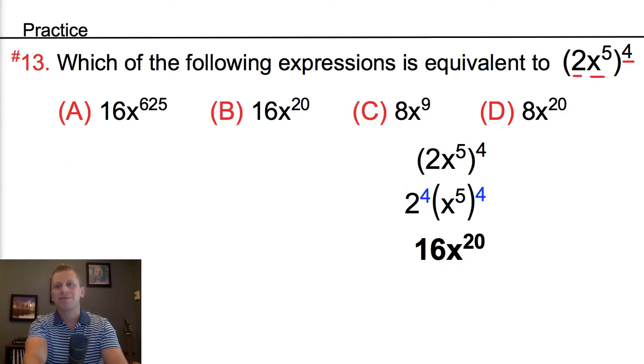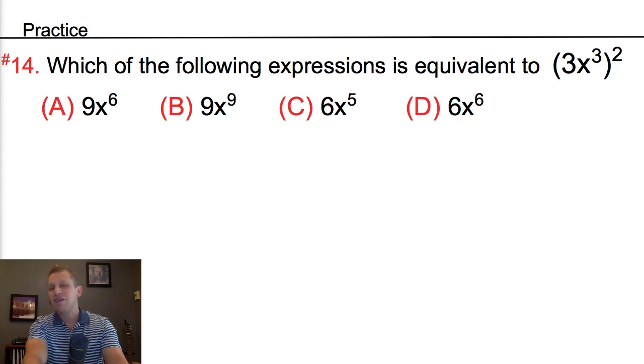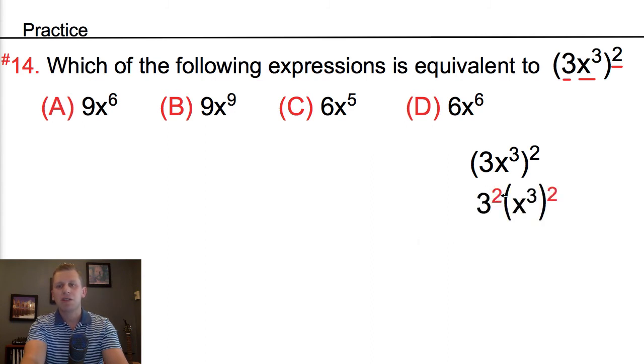Let's try another one. See if you can solve this problem. Again, when you take a product, 3 and x cubed, to a power, they both get the power. So if I rewrite this and apply that, they should both get the power. 3 squared is 9. Here, a power of 3 to another power of 2 means multiply. That will become a 6, for a final answer of 9x to the 6th.